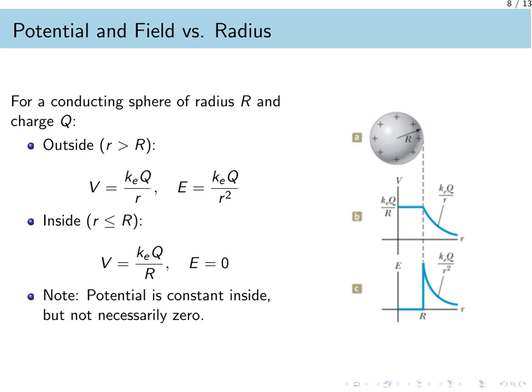Inside the sphere, where r is less than or equal to R, the electric field E drops abruptly to zero. However, the potential, V, remains constant at the surface value, which is Ke times Q divided by R. Note carefully that while the electric field is zero inside, the electric potential is constant but not necessarily zero.